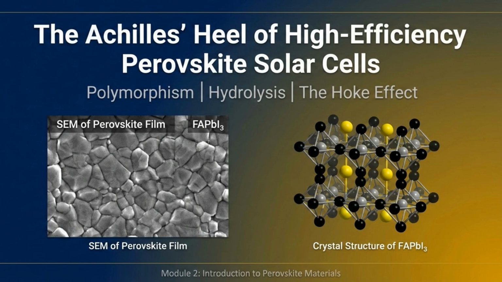We will analyze three major phenomena: structural polymorphism, moisture-driven lattice degradation, and light-induced halide segregation. Rather than treating them as isolated problems, we will examine them as manifestations of lattice energetics and ionic mobility. Let us begin with structural phase transitions.